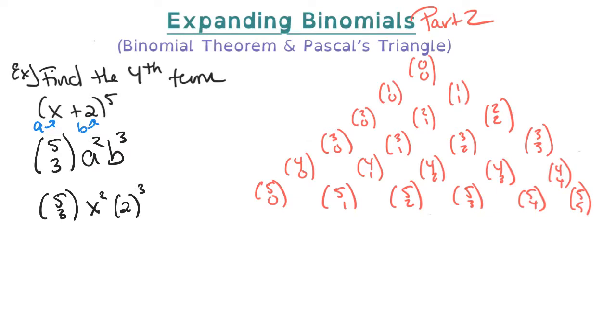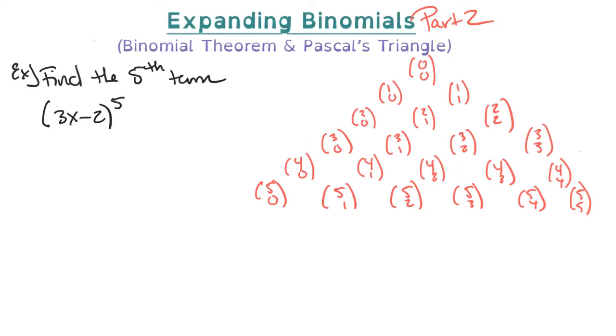Okay, we already figured out that 5 choose 3 is 10, x squared, and 2 cubed is 8, so 80x squared would be our answer. Okay, let's make it a little bit more challenging. All right, now let's find the fifth term of (3x - 2) to the fifth power.